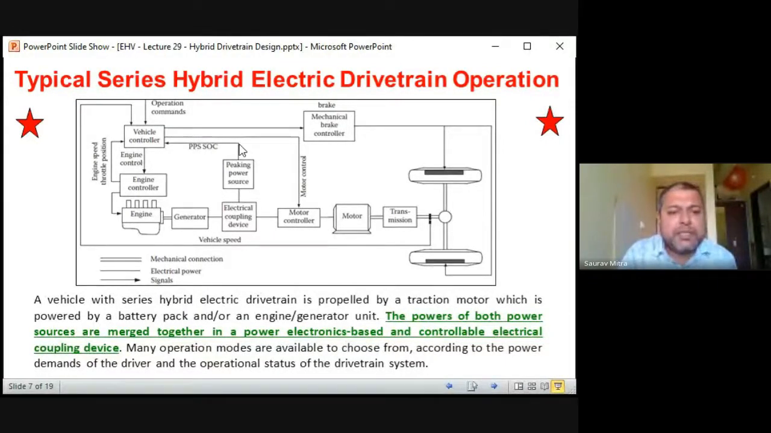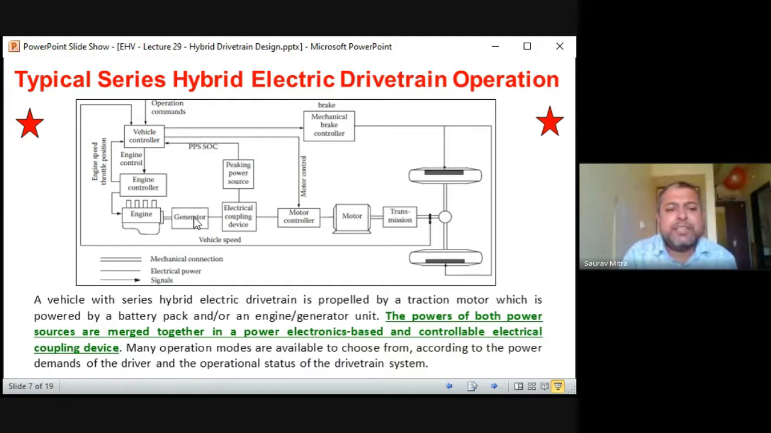This is the PPS, peak power source. Peak power source means whatever is the battery charge, how much charge is remaining, it is given here. Then let us come to the main power or electric drivetrain.